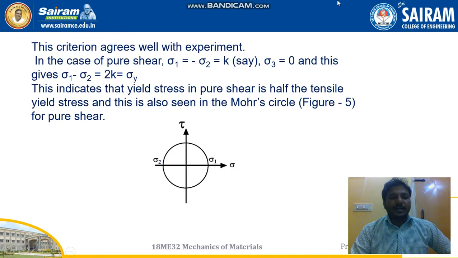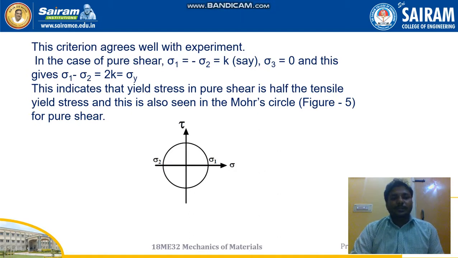So what is going to be proved is that this criterion agrees well with the experiment. You can see this circle, which indicates the yield stress in pure shear, that is half of the yield stress. We consider this as pure shear stress. So what we indicate is that whenever the maximum shear stress reaches the shear yield point, at that point yielding will occur, and the maximum shear stress will come into the picture. This is how we prove the maximum shear stress theory, which is derived from Tresca.